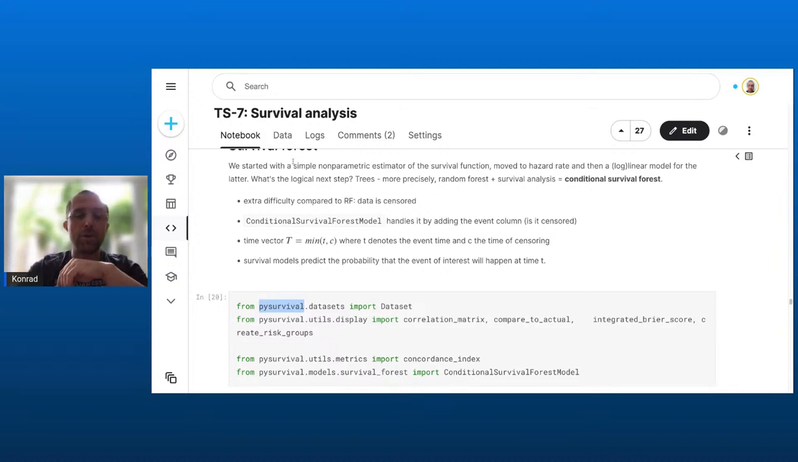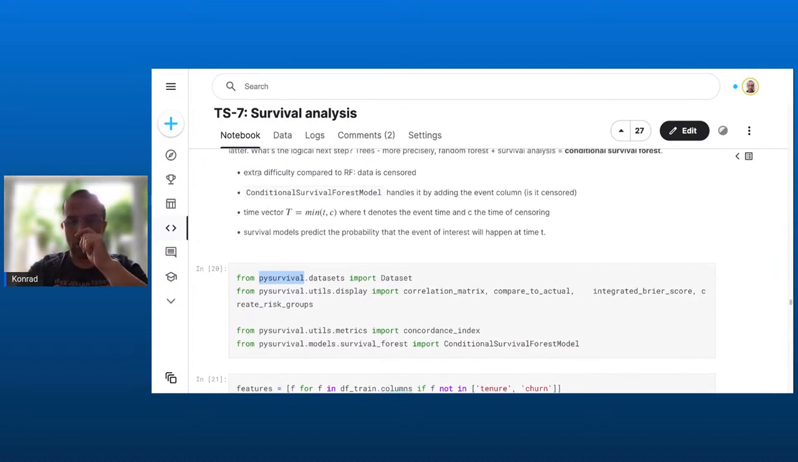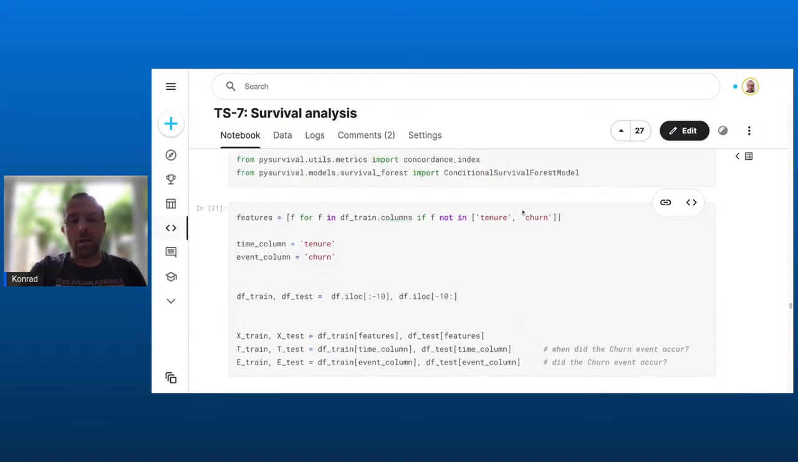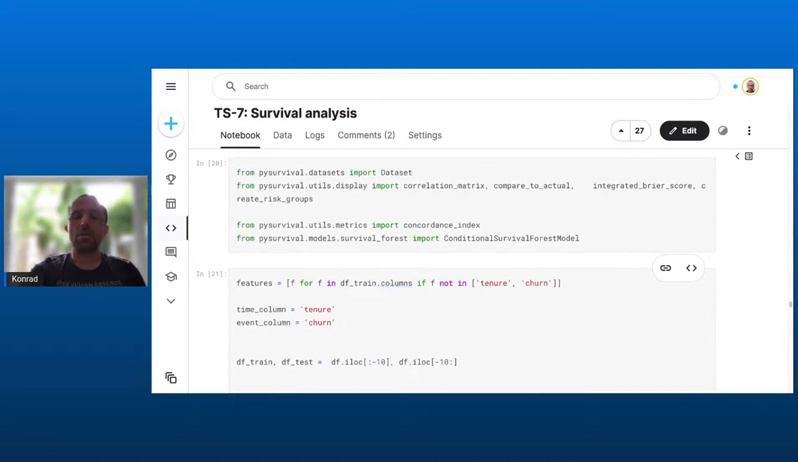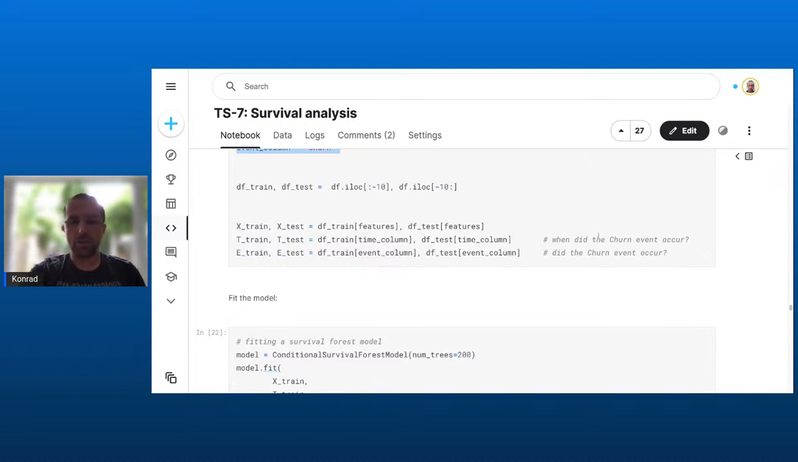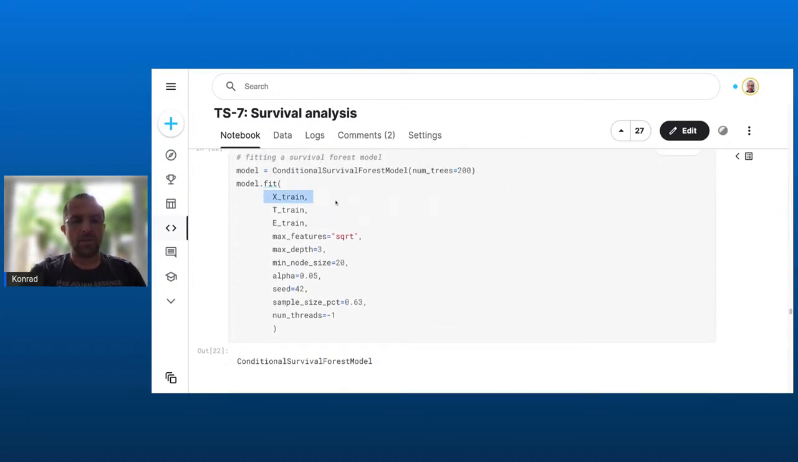In much the same manner we would have used a regular random forest model, because we need to add an extra column indicating whether this event is censored or not, and what we get as a prediction out of the conditional survival forest model is the probability that this will happen by this time. In long story short, fairly similar syntax to your baseline random forest, with the addition that you need to specify an extra column and define which one is time, which one is churn. So did it occur? And when did it occur? As you can see, standard stuff: X train, so training our covariates, time of event, and what was the nature of the event? Did it occur? Did it not occur?